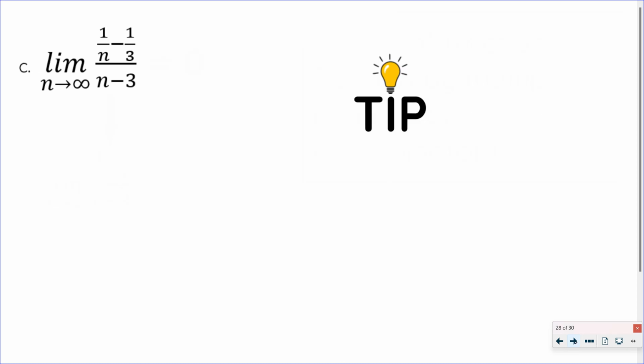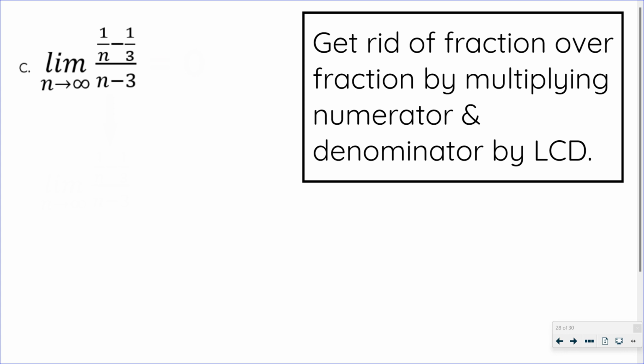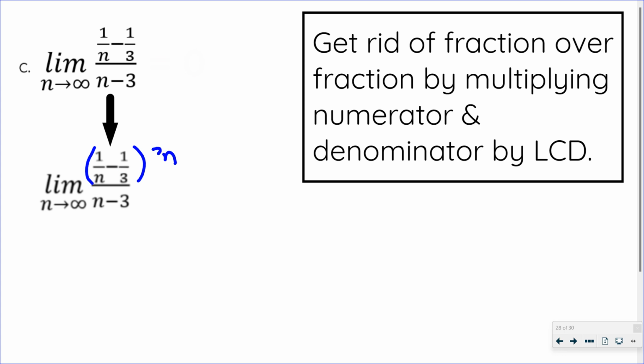In my last example here, I have a fraction over a fraction. Of course, fractions are an application of exponents because a fraction can be written as an exponent to the negative 1. I'm not going to do that in this question. What I am going to do is get rid of my fraction over a fraction by multiplying the numerator and denominator by the common denominator. So I'm going to multiply this to get rid of the fraction by an n and also a 3. Now, to be fair, I'll also multiply that by the denominator as well.